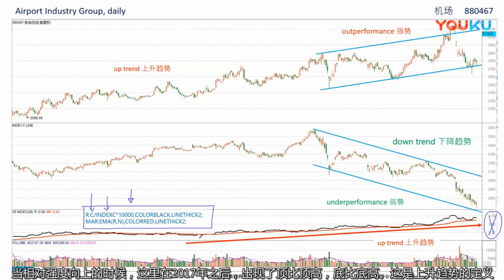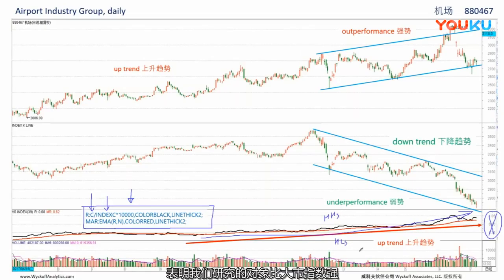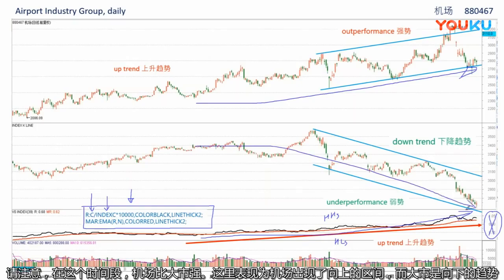And if the relative strength line is trending up, like it is right here, since late 2017, we're seeing that there are higher highs and higher lows. So this is a definition of the uptrend. And if a relative strength line is trending up, this means that the asset under review is outperforming the market.